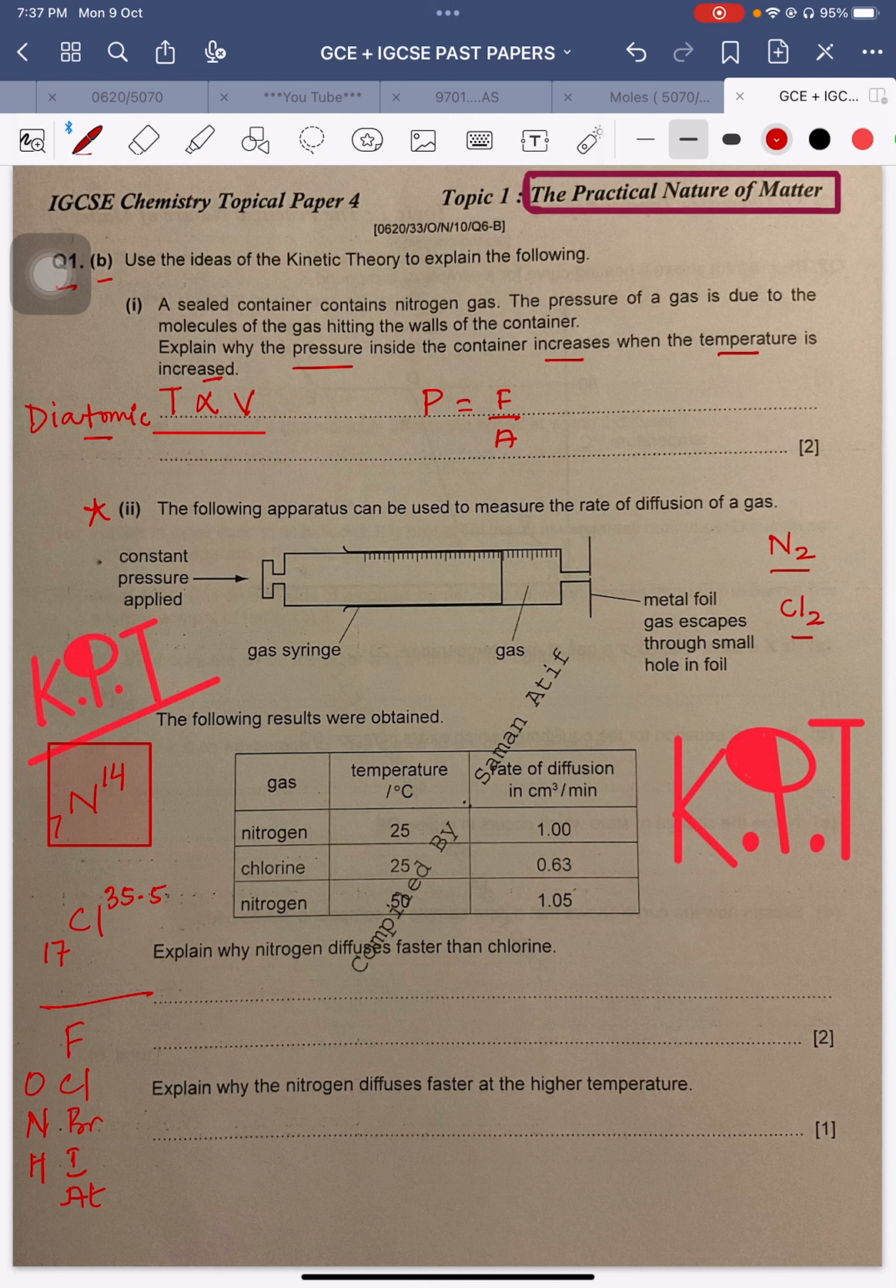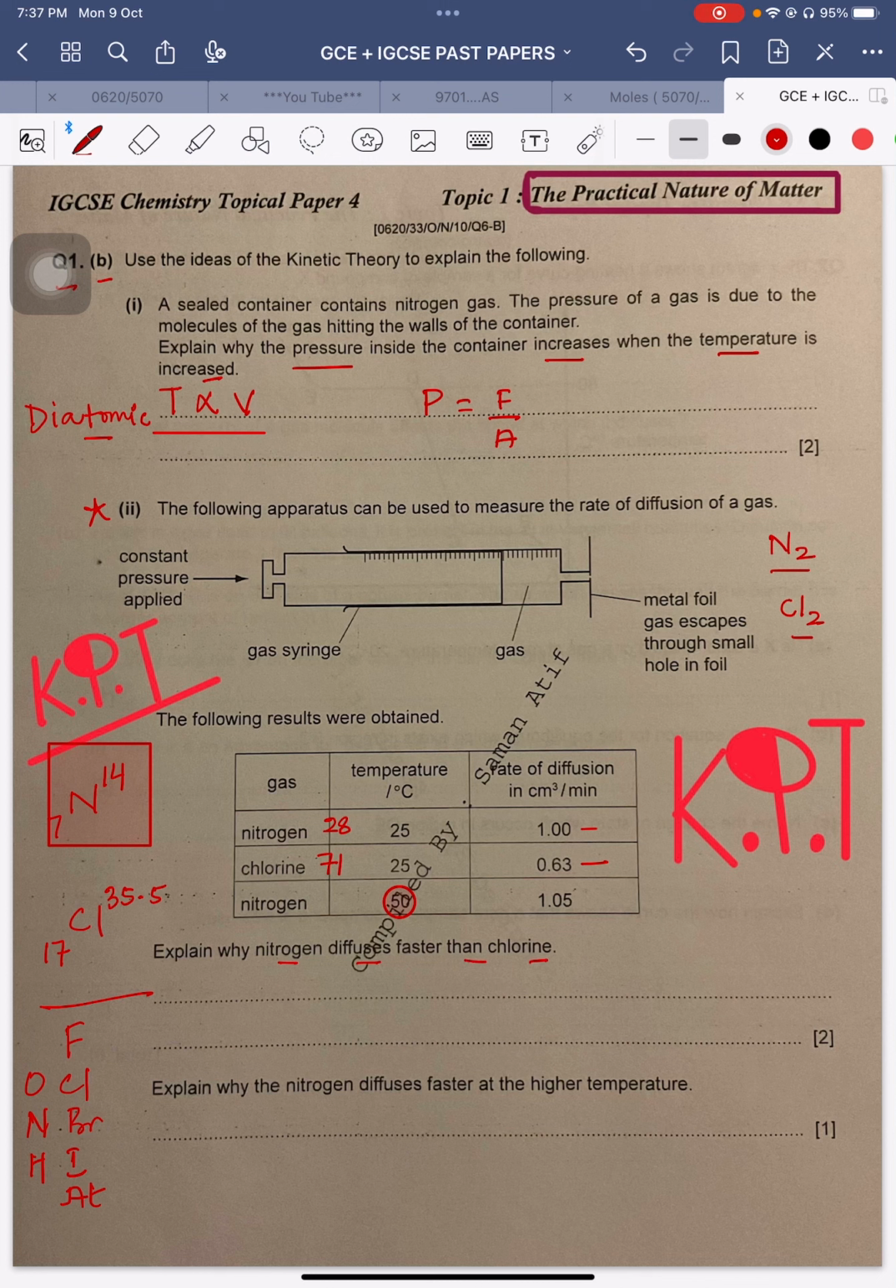What is the mass of N2? It will be 14 plus 14, which is 28. What will be the mass of chlorine? 35.5 plus 35.5, which is 71. So we can say that the rate of diffusion for chlorine is much lesser as compared to nitrogen, whereas the rate of diffusion for nitrogen increases when temperature is increased to 50 degrees Celsius.